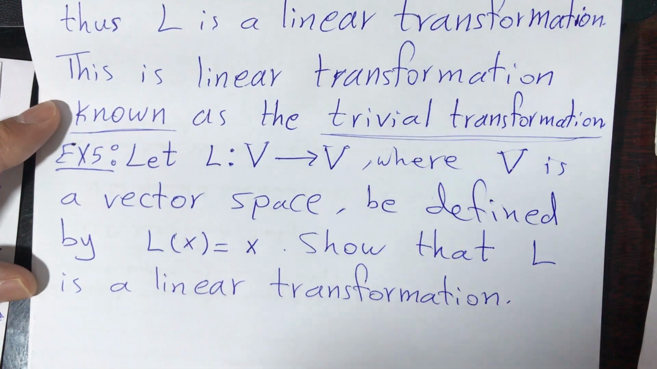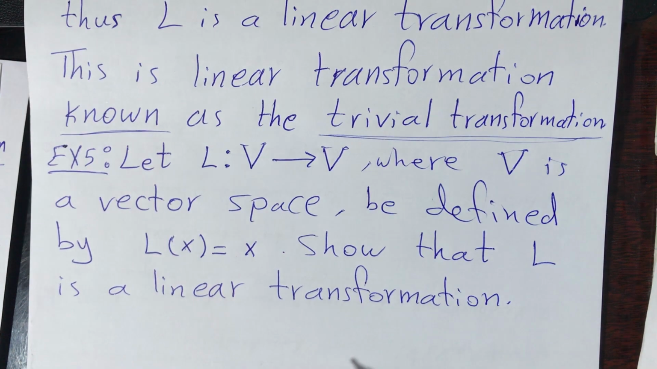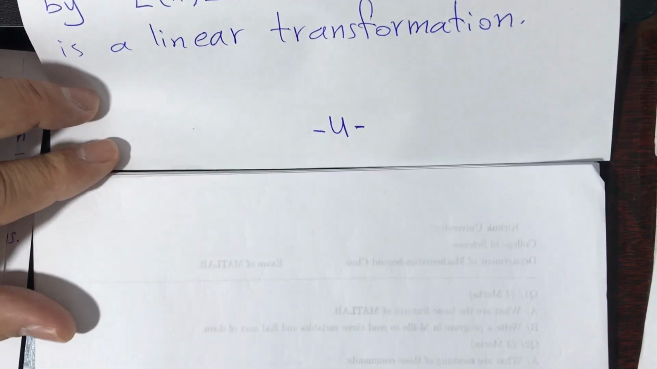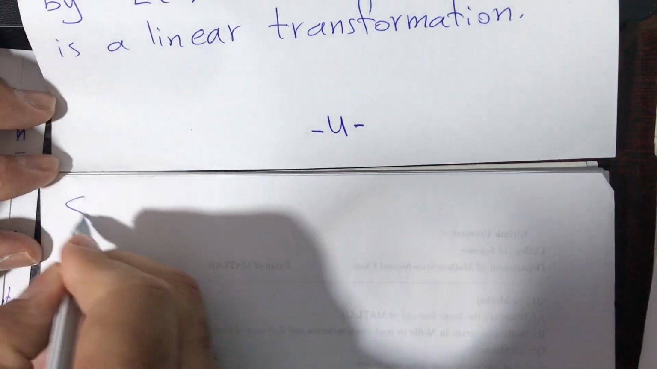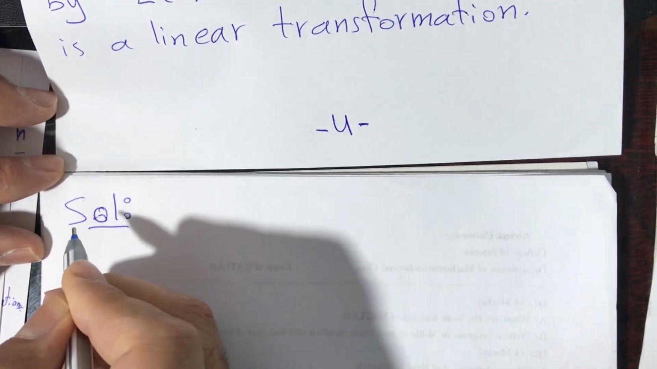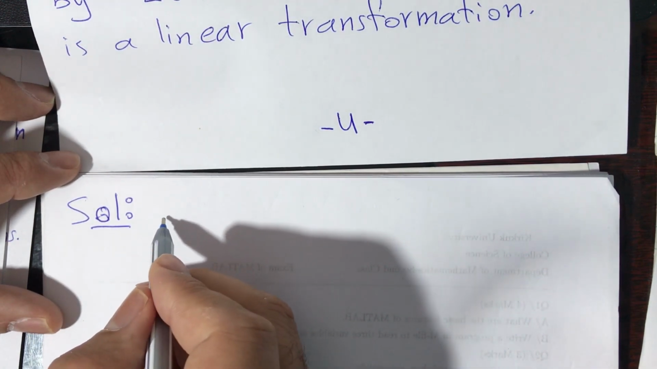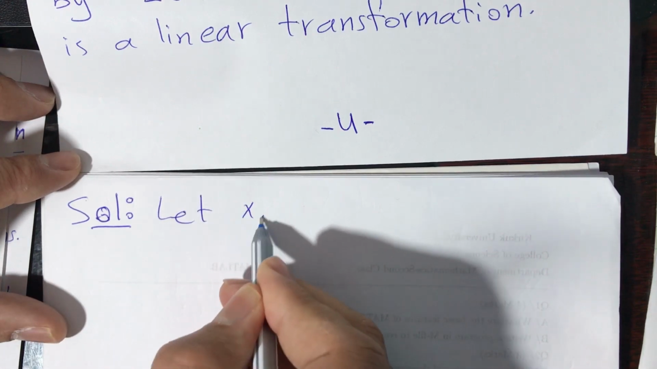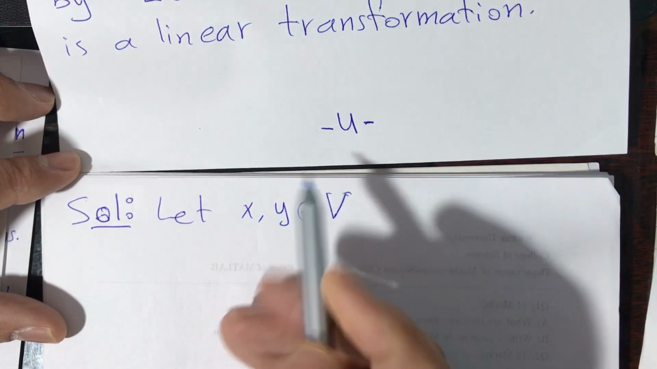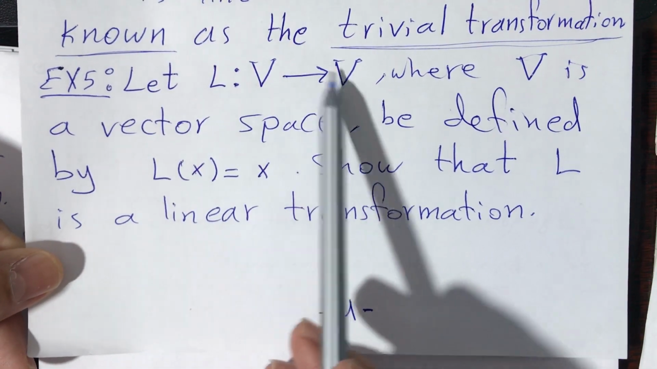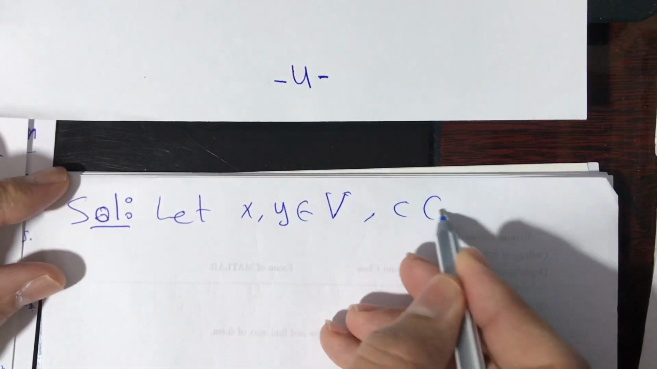This is page number 4, and try to do it here. This is the solution. Let X, Y belong to V. Here the same, input output the same, you know, look here, L from V into V, put the same, will be still the same. X, Y belong to V, C belongs to R.